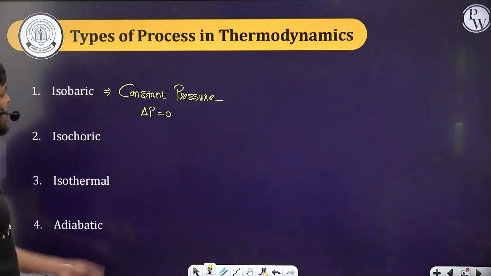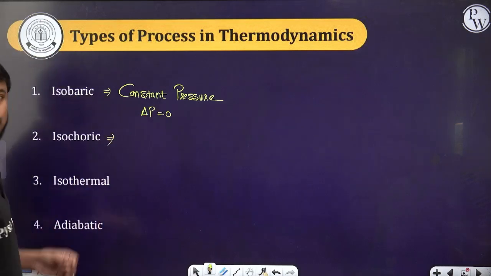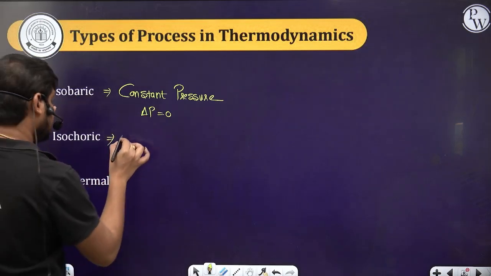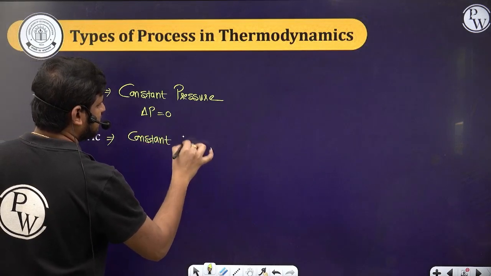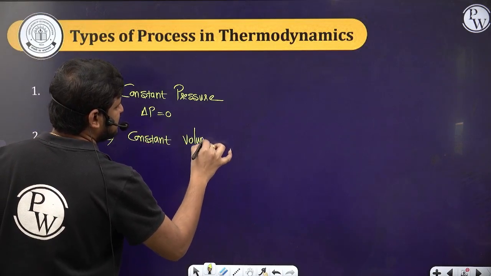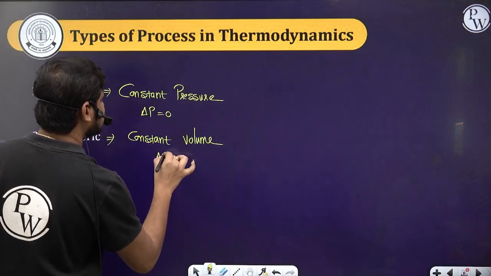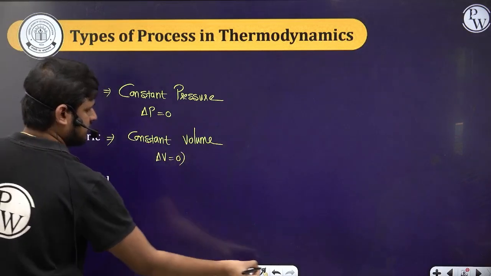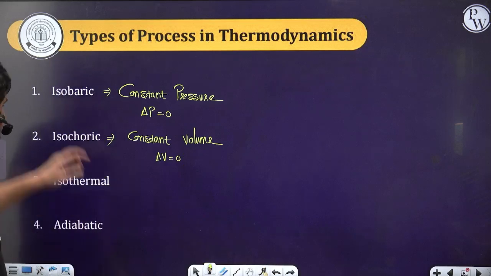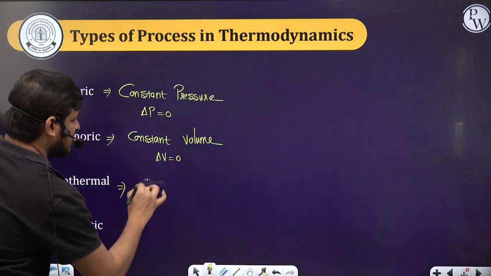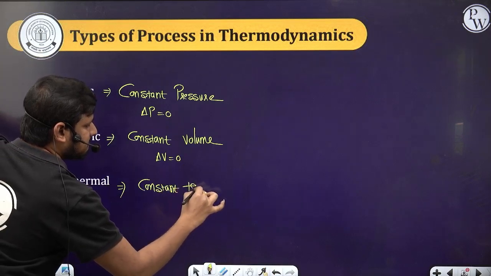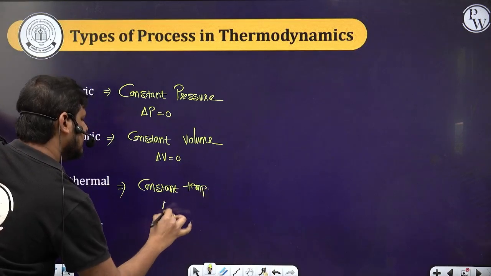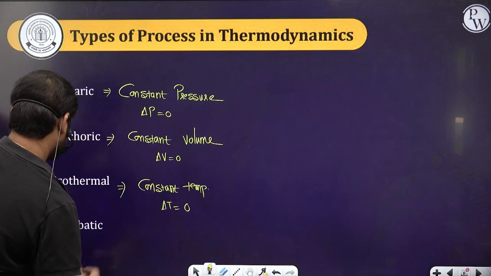And then isochoric, so constant volume, which is nothing but delta V is 0. Done. So isothermal, so constant temperature, which is delta T is 0.